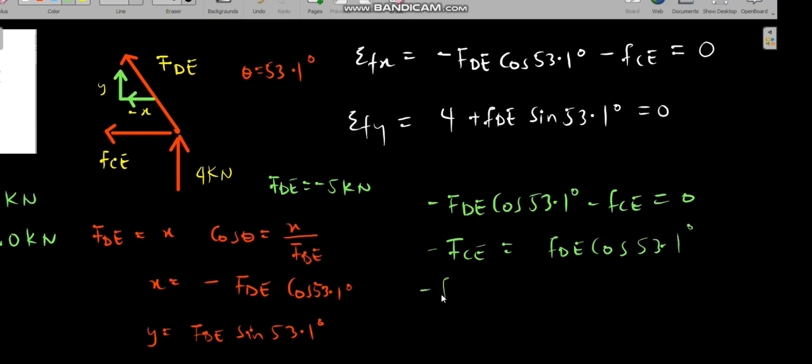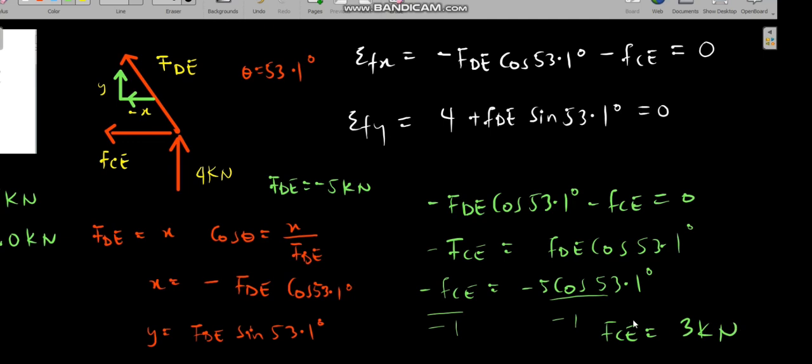So now let's substitute FDE here. So that would be minus FCE should be equal to minus 5 cosine of 53.1 degrees. So let's divide both sides by the negative. Let's see what we get for FCE. So FCE will be equal to 5 cosine of 53.1 degrees. So that gives me FCE to be equal to 3 kilonewton.